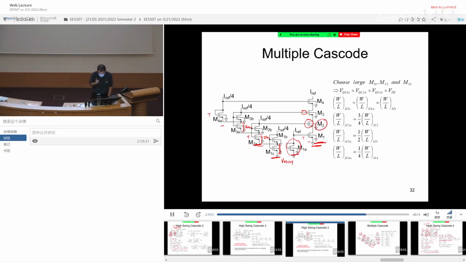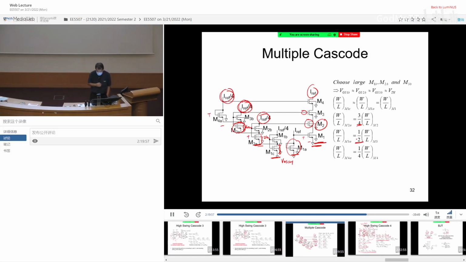But you have to be careful because the current amount is different. Here we have IREF, but this current actually includes 1/4 IREF, 1/4 IREF, 1/4 IREF. So it's actually 3/4 IREF. So therefore the sizing has to be sized accordingly. Now, how about this transistor? This transistor, now you see, they are 1/4, so it's actually half. Okay? Finally, this guy, only 1/4. So the ratio between this guy becomes 1/4. So the sizing is really straightforward. It's just that the currents have to add accordingly.